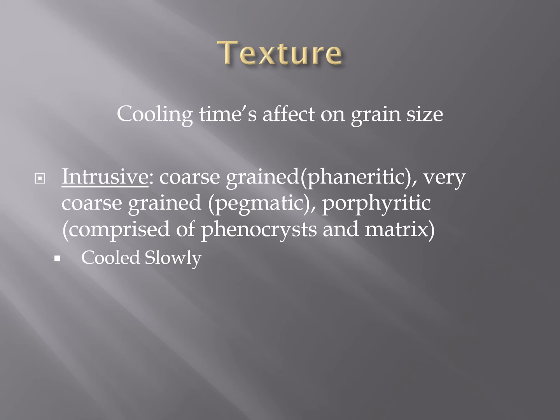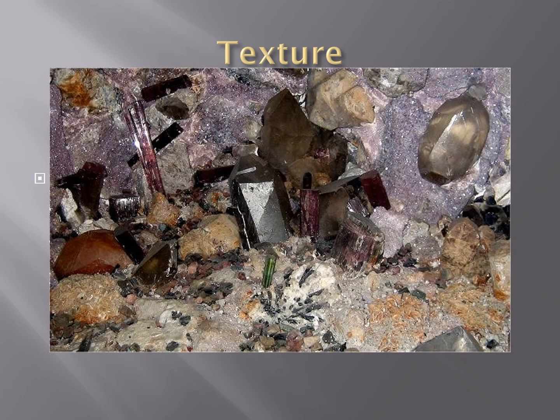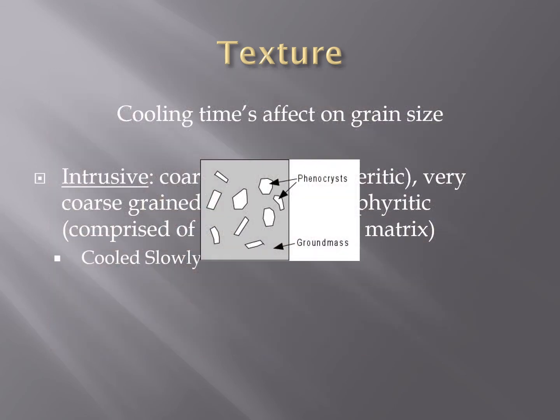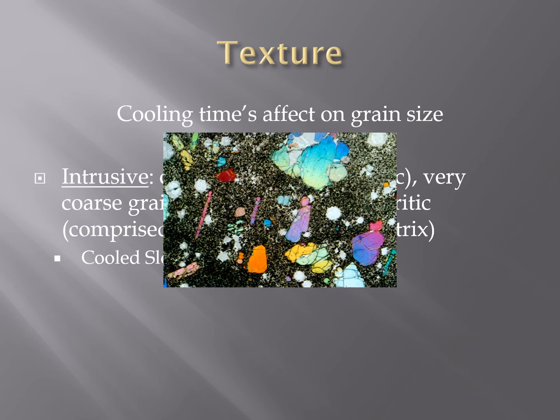So you will see visible grains with the intrusive igneous rock. For example, here we have very large crystals in a body of very small crystals. So this would more or less be a porphyritic type texture. Right, where we have large phenocrysts inside of this mass, what we see here in the cartoon as groundmass. Right, and an example from a rock slide.